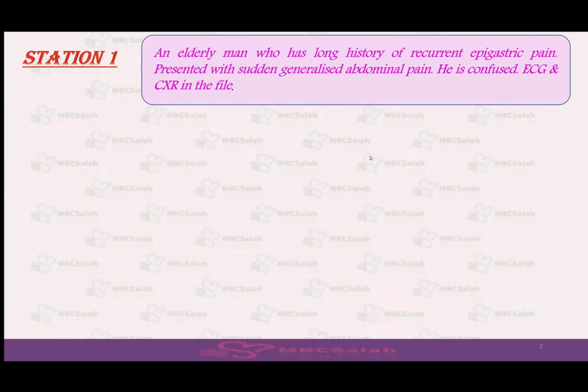Okay. The patient is an elderly man who has a long history of recurrent epigastric pain, presented with sudden generalized abdominal pain. He is confused. ECG and X-ray are in his file. First question for Dr. Pruma: what is the first thing to look for in both X-ray and ECG?